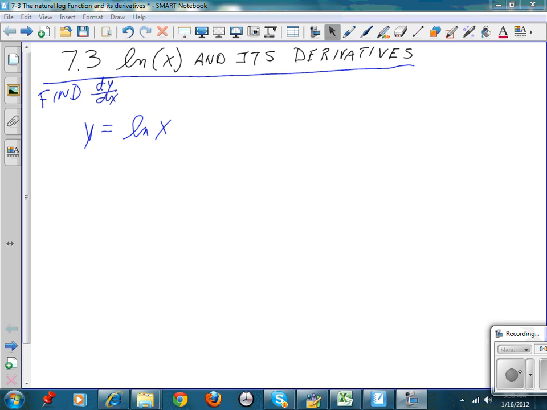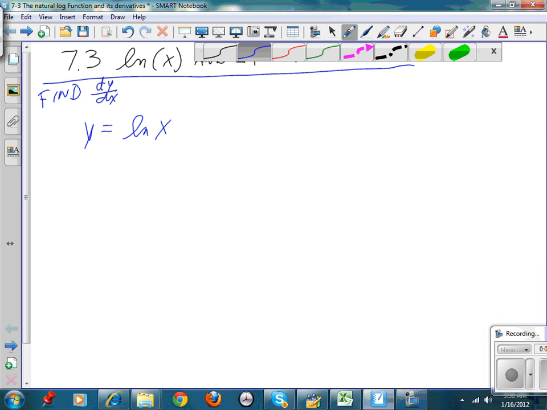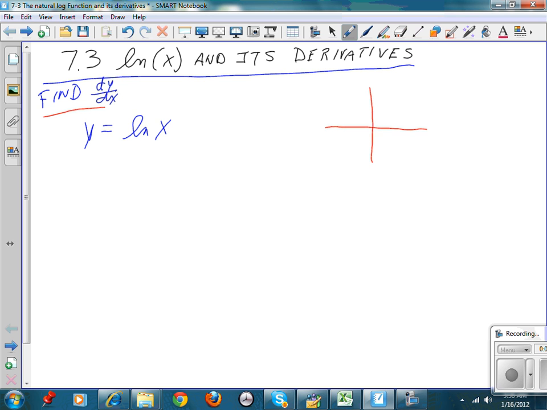Here we go. We're given a function. Here's the problem we're going to start with. We want to find the derivative of this natural log. Now you know what this function looks like, right? I'll just draw it over here.